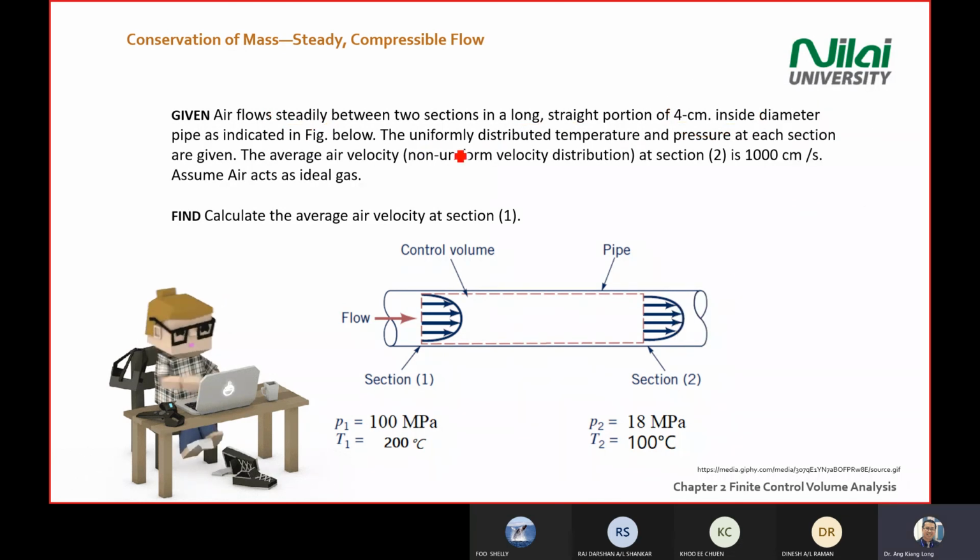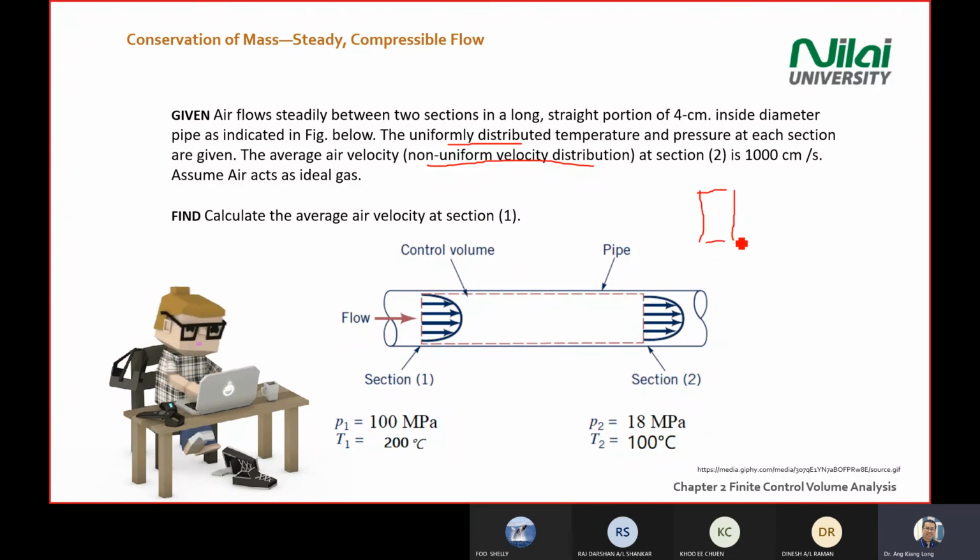All right, then uniformly distributed temperature, pressure at this section given. So you're given this diagram. Average velocity, there is non-uniform velocity happening at section 2, which is here, as you can see. Okay, what do we mean by uniform and non-uniform?